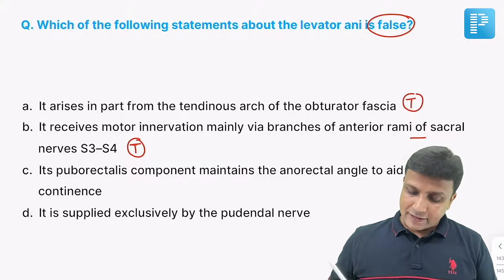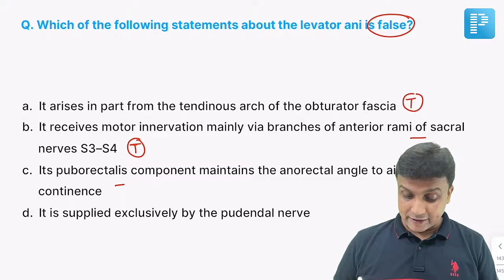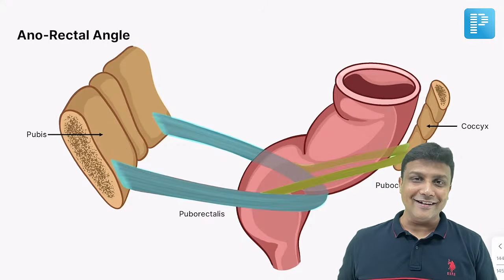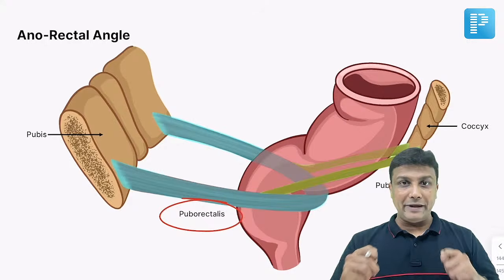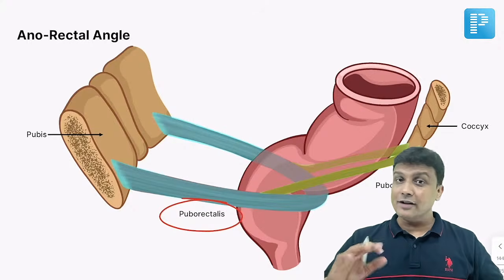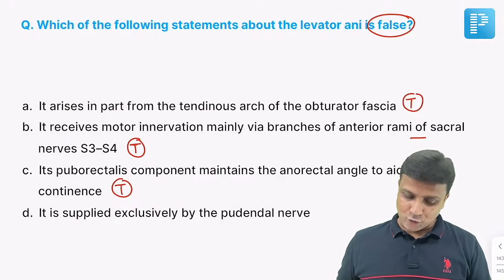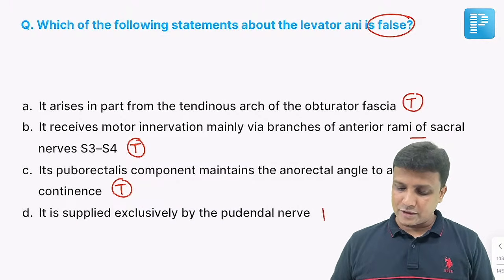Its puborectalis component maintains the anorectal angle to aid continence. Yes, we have discussed already about the anorectal angle, and that is maintained by the puborectalis muscle. It is going to maintain that angle, and because of that, it is not incontinence, it is helping in continence actually. That is also a true statement. It is supplied exclusively by the pudendal nerve. No, no, no, no. This is a false statement.